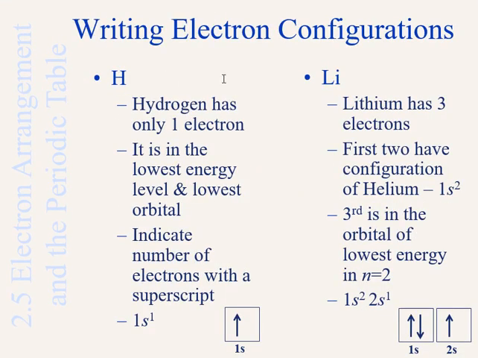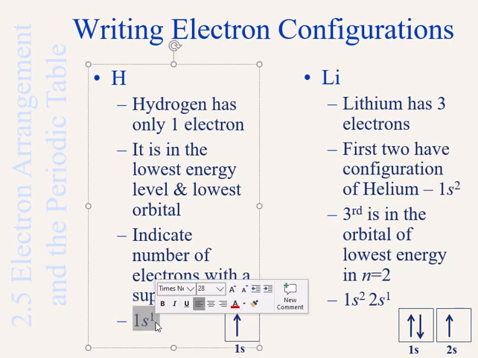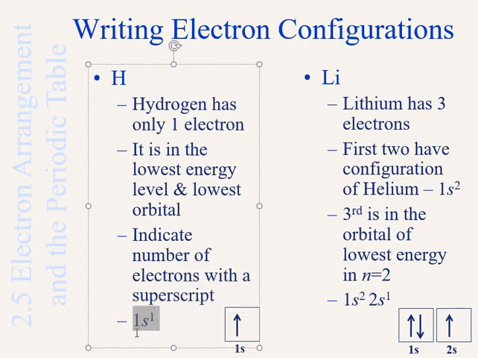And here is an example of an electron configuration together with the orbital diagram for hydrogen and lithium. Hydrogen has only one electron, and here is where we write down the electron configuration for hydrogen: 1s1. The 1 here is the principal energy level, s here is the subshell, and this 1 as a superscript represents that one electron that hydrogen has. And here is the orbital diagram for hydrogen with its 1s electron.